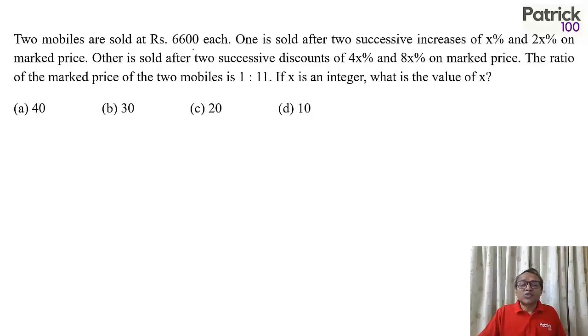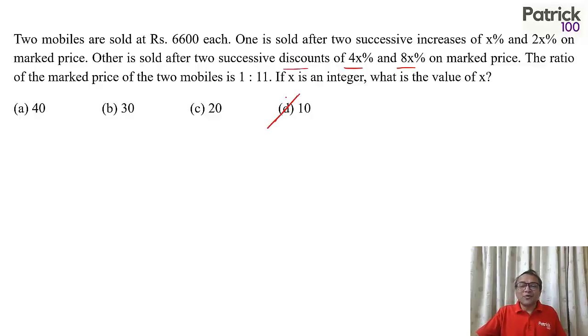2 mobiles sold at 6600. One offers 2 successive increases of x%, 2x%. So you can actually make out from the option. Discount is 4x%, 8x%. Now x can't be more than 12% or 12.5, because then the discount percent will become more than 100%. You can't have more than 100% discount. From the option, you can actually directly mark as D option.